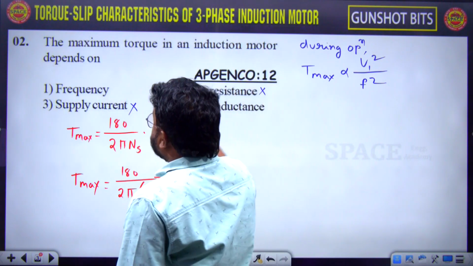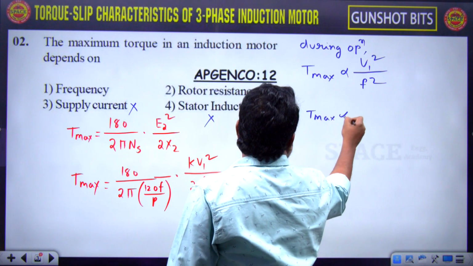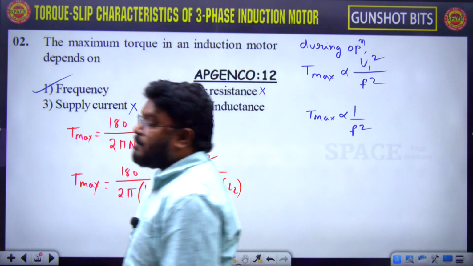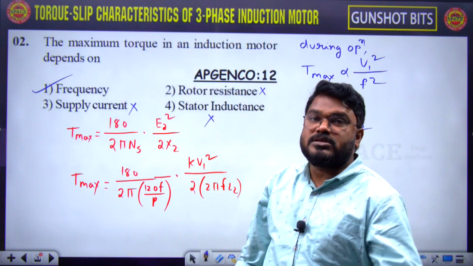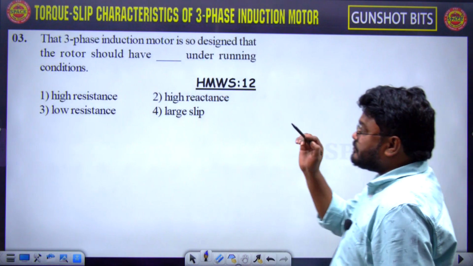See this equation: the maximum torque is inversely proportional to the square of the frequency, so it depends on the frequency parameter. So option 2 is correct. And next, let us solve question number 3.